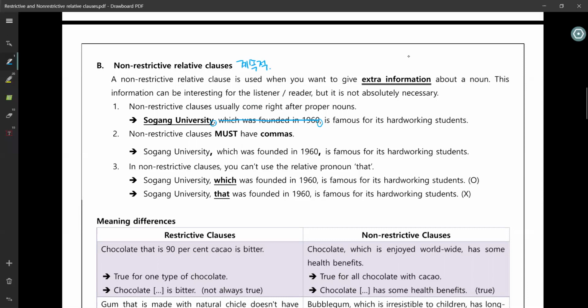So we are missing just one small detail, but it's okay. 있어도 그만, 없어도 그만. Right? So this is why non-restrictive clauses usually come right after proper nouns. Proper nouns are what you call 고유명사, right? The names of places or persons. Why? This is because, you know, when you hear a certain proper noun, sometimes you don't need extra information.